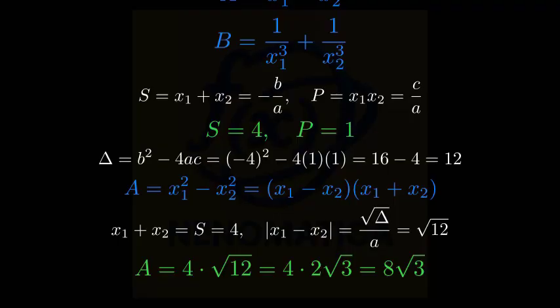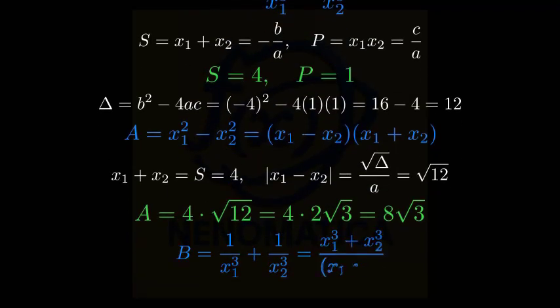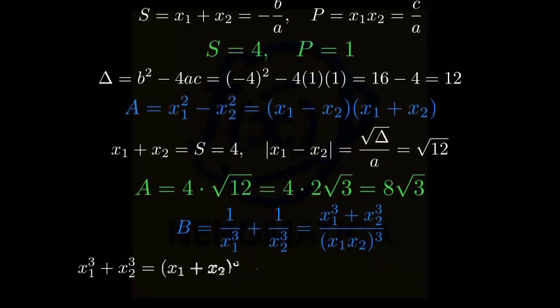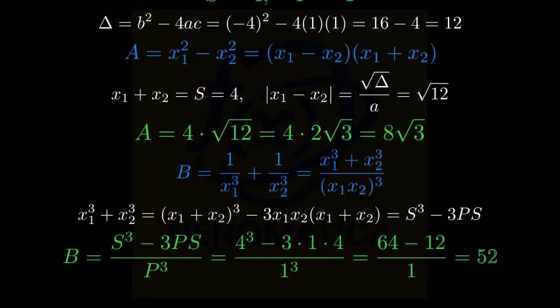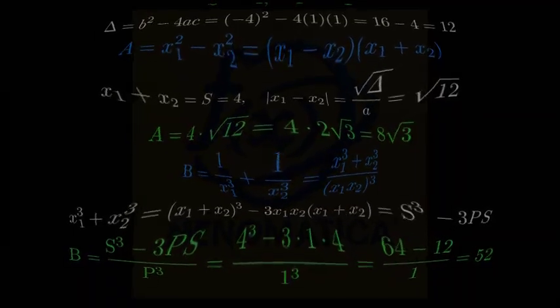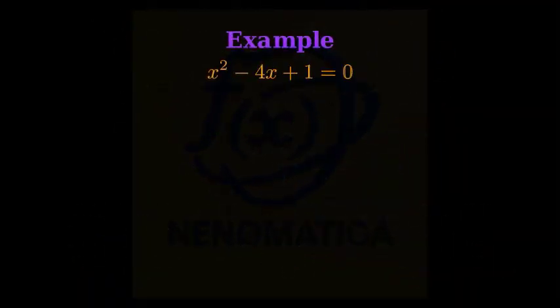Next, we compute capital B. Rewrite B as x1 to the third plus x2 to the third, divided by left parenthesis x1 x2 right parenthesis cubed. Use the sum of cubes identity: x1 cubed plus x2 cubed equals s cubed minus 3ps. Substituting s equals 4 and p equals 1 gives B equals 64 minus 12 over 1, which is 52.